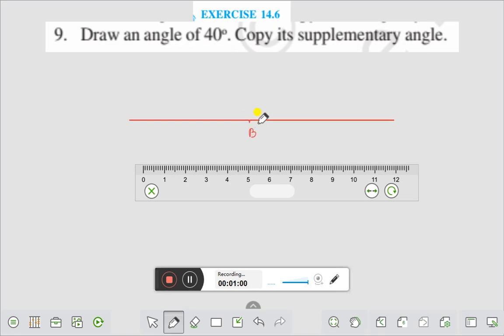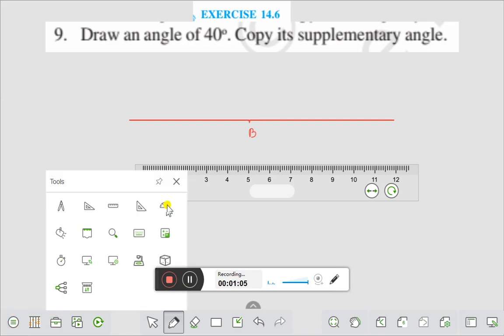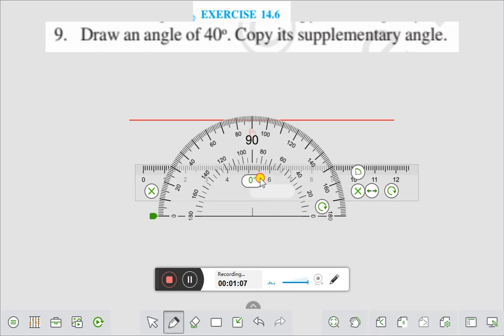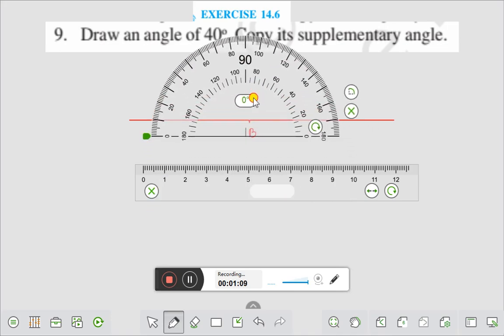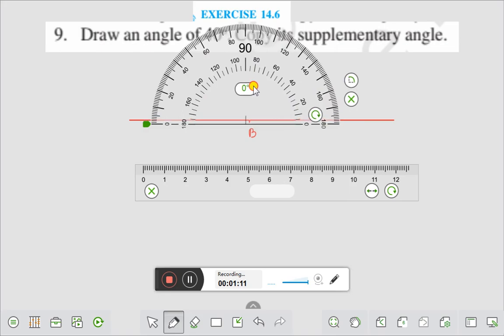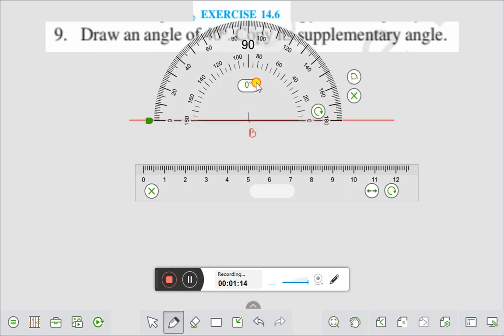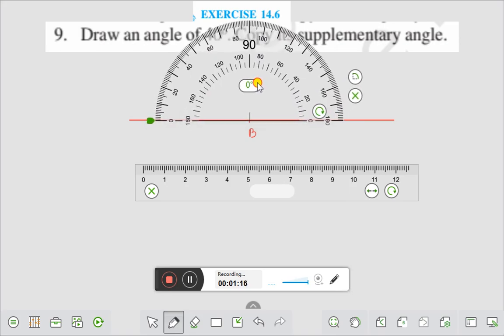Now let us take a protractor first, and with the help of protractor make an angle of 40 degree. Here you see, you place the protractor properly and make an angle of 40 degree. The 40 degree will be here: 10, 20, 30, 40. This is angle 40 degree, right?